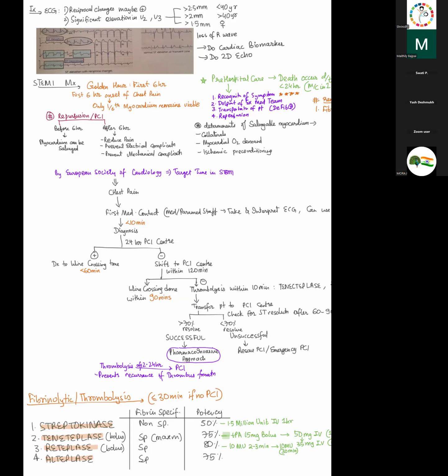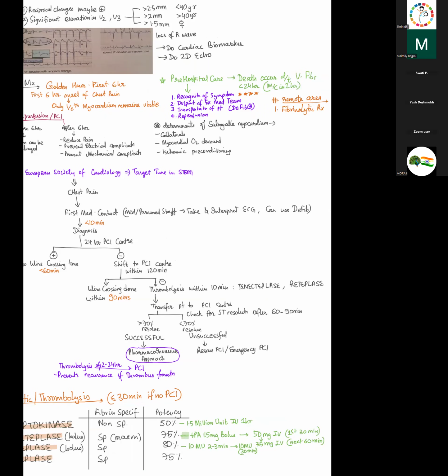And if we can't reach a PCI center, then thrombolysis should be done with tenecteplase or reteplase, and we should assess the patient to see if he needs PCI, then transfer him to the PCI center and check for ST resolution 60 to 90 minutes after the thrombolysis. If 70% of the ST elevation has resolved, then initial thrombolysis and a pharmacoinvasive approach should be followed. If it is less than 70%, then it is unsuccessful, and we should do a rescue PCI or emergency PCI.